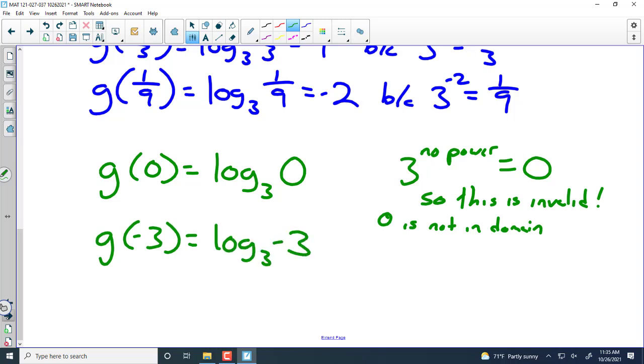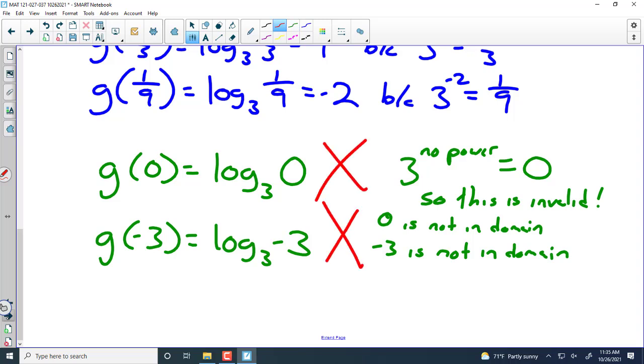What power would you put on 3 to turn it into a negative 3? Be silent, you should. That question stinks just as much as its friend up there. We can't do either of those things, because negative 3 is not in the domain either. We need to figure out how to figure out the domain of this thing so I can plug numbers into it.